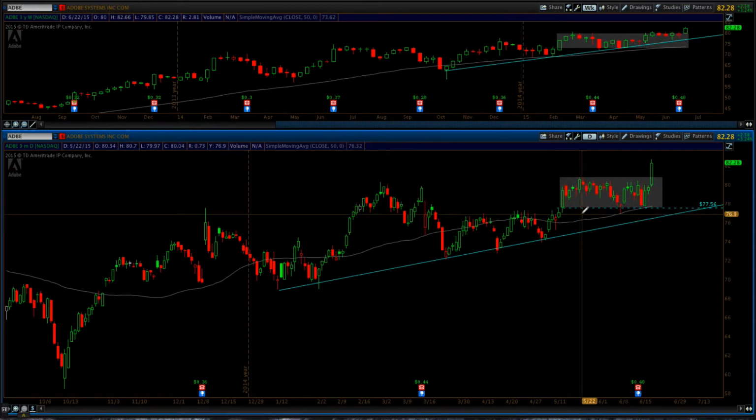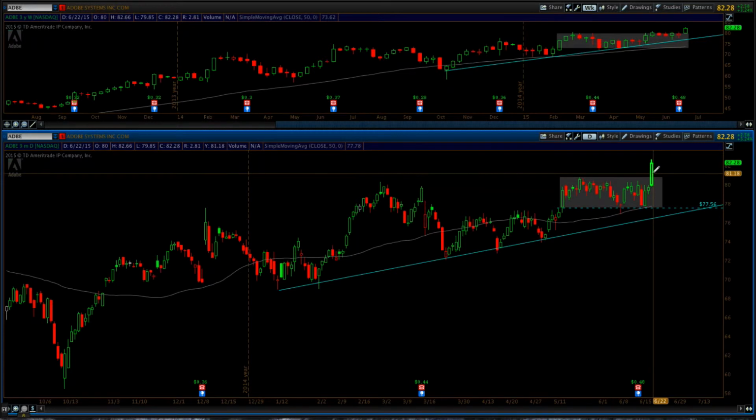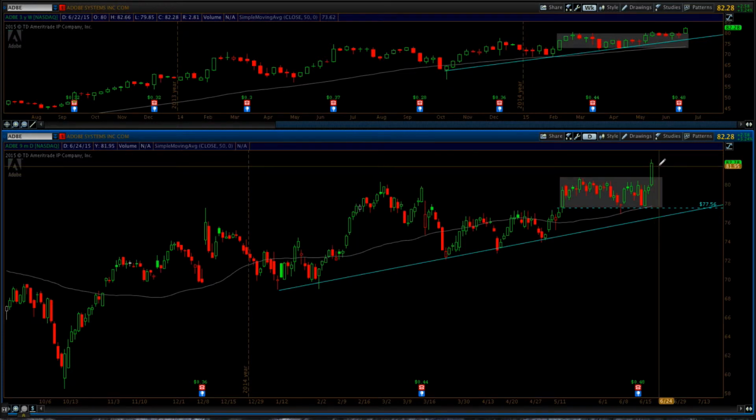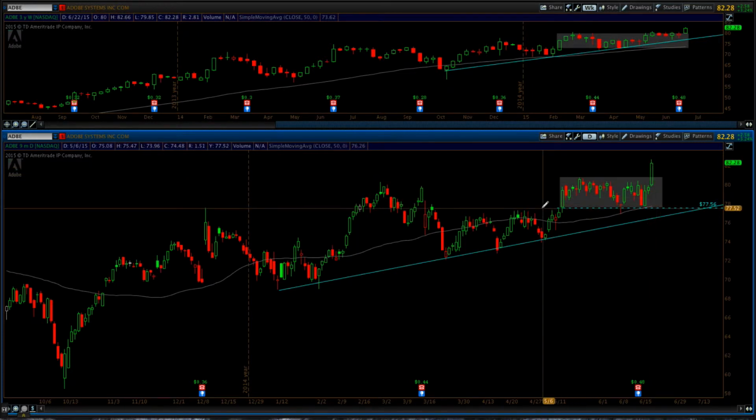But again, good looking trade here. Nice move the last 3 days, so I wouldn't be surprised to see a pause or even a pullback a little bit tomorrow. But stop is essentially 77.50. So that's the trade in Adobe. Again, a dual breakout on the weekly and daily chart, and a go-to setup of mine.